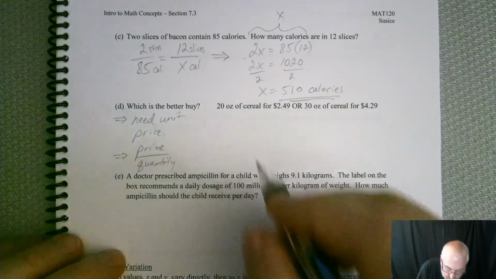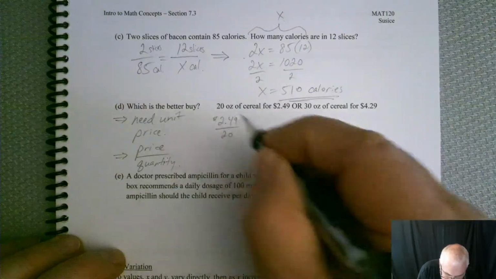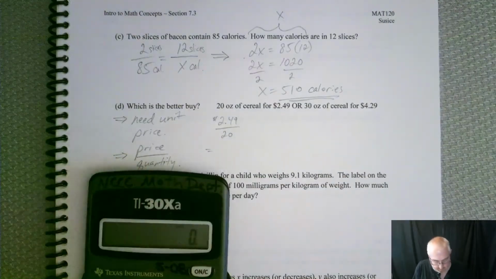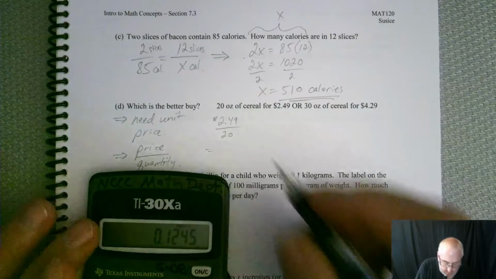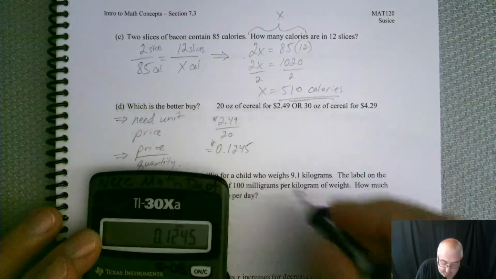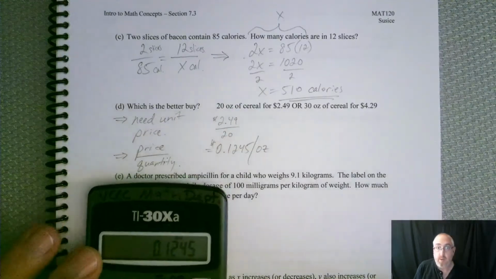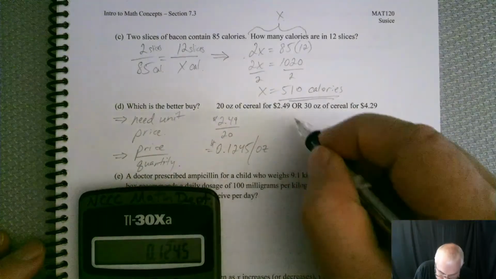So if you do that for both of those situations, you should be able to see which one's cheaper. So if we go to 2.49 over 20, we're going to get what? 2.49 divided by 20 equals 0.1245. Now that is going to be the price per ounce in this case. So again, a unit price needs a price and a quantity still attached to it, not just a decimal. Don't forget the units.